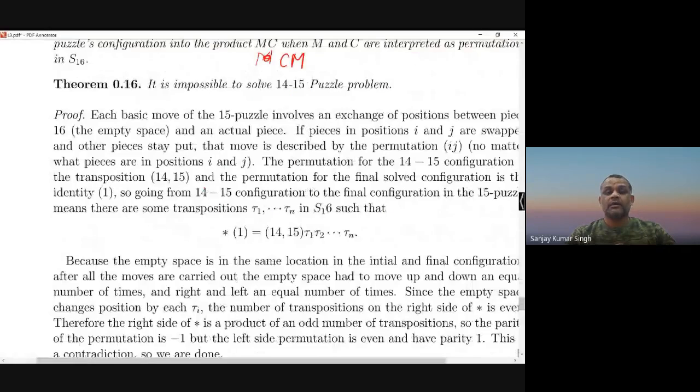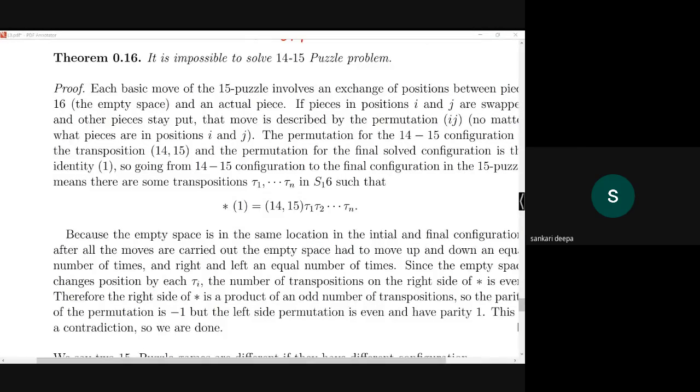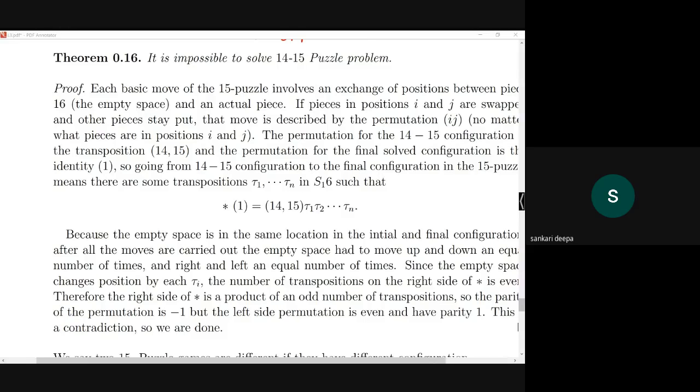And why? Because each basic move, I think someone, Deepa Sankari, please mute. I think the host can mute him.